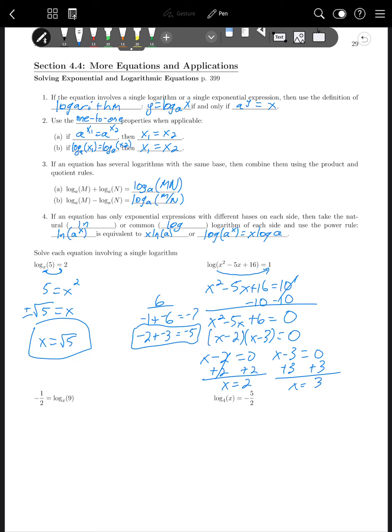Okay, and now because we're dealing with logarithms, remember, we're susceptible to erroneous roots, so we want to check and make sure both of these work. So if you plug in 2, you get 4 minus 10, which is negative 6. Negative 6 plus 16 is 10. Log of 10 is 1, so that works. If you plug in 3, you get 9 minus 15, which is negative 6. Negative 6 plus 16 is 10. Log of 10 is 1. So in this case, both of these work. So we get 2 solutions.